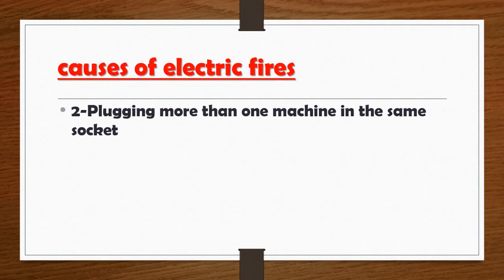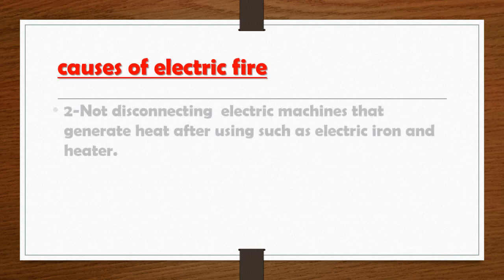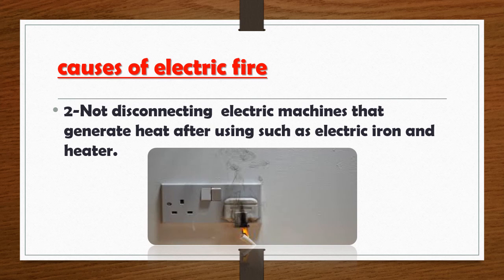Another cause, plugging more than one machine in the same socket. Many machines in the same socket cause electric fires, as the picture shows. Another cause, not disconnecting electric machines that generate heat after using, such as electric iron and heater. You leave it connected all the time, even after you finish. So this causes electric load and electric fire.